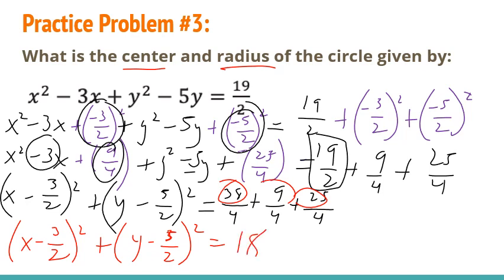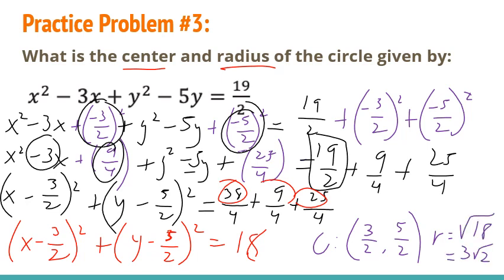So we can now say our final answer here, which is our center is positive 3 over 2, positive 5 over 2, or 1.5, 2.5. And then our radius is the square root of 18, which can also be thought of as 3 times the square root of 2.